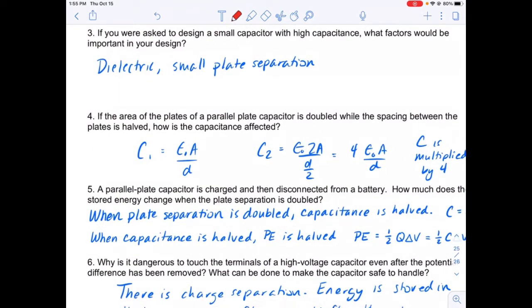If you were asked to design a small capacitor with high capacitance, what factors would be important in your design? Well, we'd want a dielectric. We'd want small plate separation, and a dielectric would allow us to minimize that plate separation. This question asks about a small capacitor. Ideally, a bigger area would increase capacitance as well, but that doesn't really allow for a small capacitor.